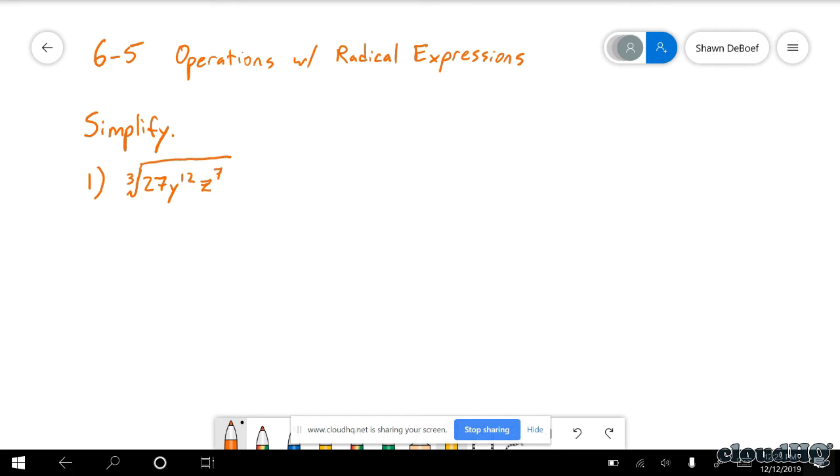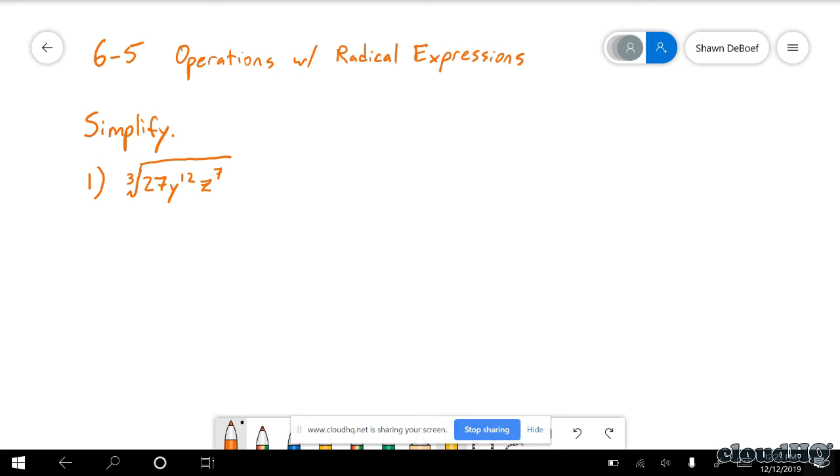This isn't terribly different than what we did in the previous section, except that in the previous section, when we were simplifying, everything kind of went away. In this case, not everything is a perfect cube, but some of it is. So let's go ahead and simplify this. You can think of the 27 separate from the y, separate from the z. Kind of think of them all as their own separate things.